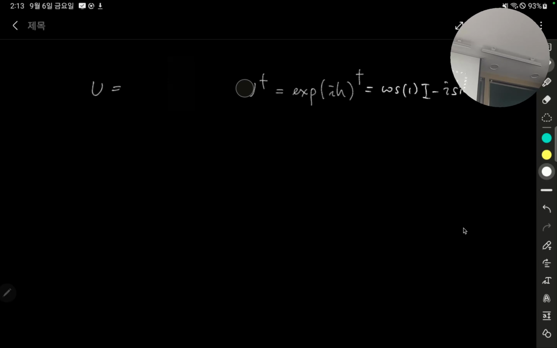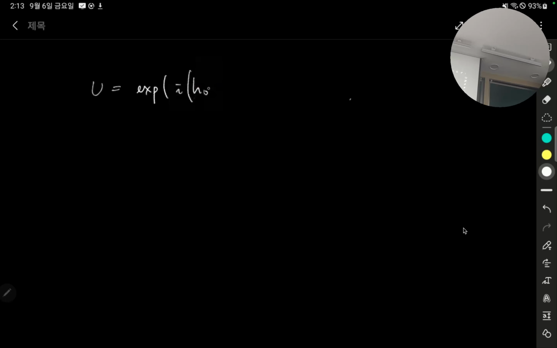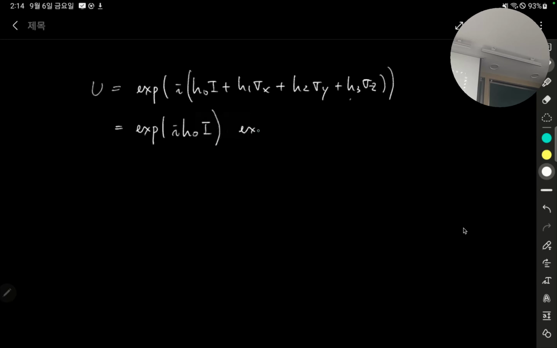Right, it can come out, yes. So okay, let's do it that way. So we have i times H0 I plus H1 sigma x plus H2 sigma y plus H3 sigma z, and you want to take the first part out, times the exponential of H1 sigma x, H2 sigma y and H3 sigma z. Yeah, you can do it this way too. Now you can separate it out.